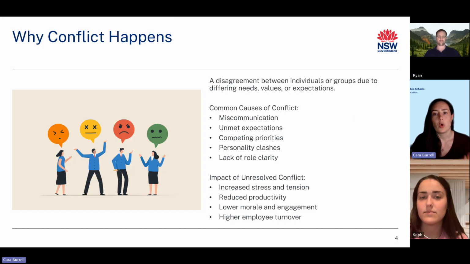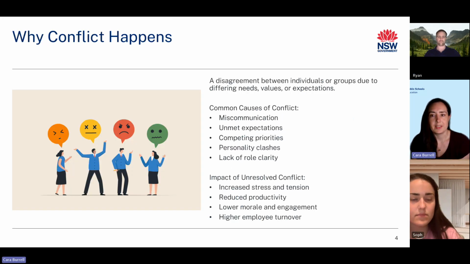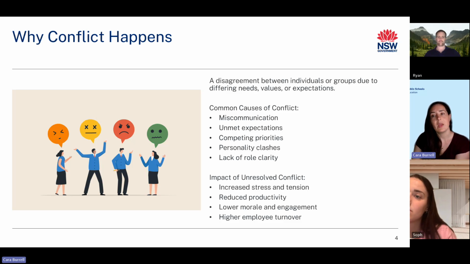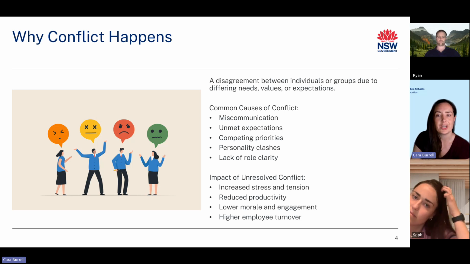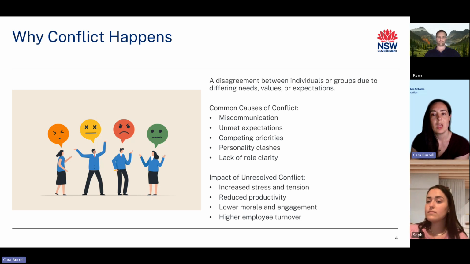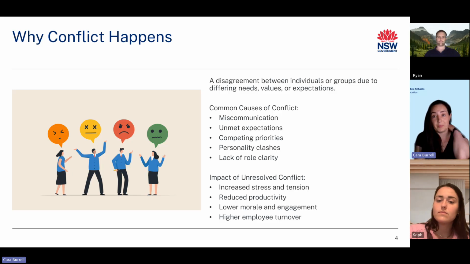Now, conflict is a normal part of any workplace. But if it is not managed properly, it can have a negative impact on individuals and teams. So today we're going to look at why conflict happens, how it affects the workplace, and why managing it properly is essential. So let's start with a simple definition.